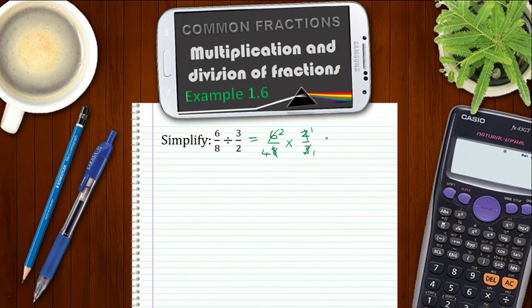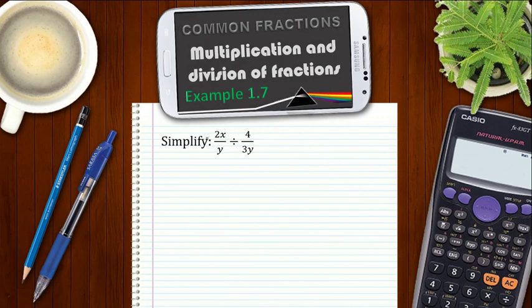Now I can write it as 2 times 1 is 2, and 4 times 1 is 4, but it's still not in its simplest form. We can take it further and say 2 can go into itself once and into 4 2 times. So now we are left with 1 over 2.